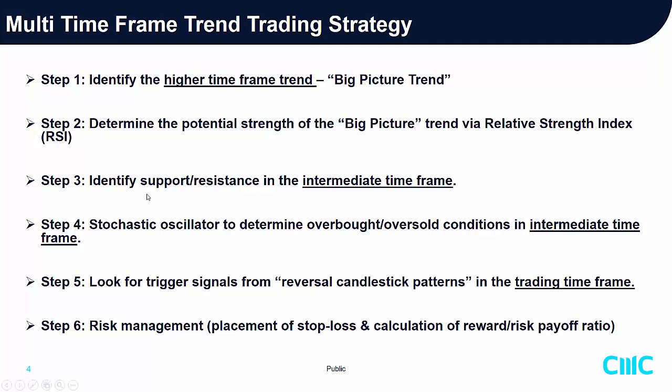After identifying the support and resistance, the next step, step 4, is using another momentum indicator, the stochastic oscillator, to determine overbought and oversold conditions in the intermediate time frame as well. For those who want to recall what the stochastic oscillator is, do refer back to my earlier modules. And step 5 is to look out for trigger signals from reversal candlestick patterns. Similarly, I did cover reversal candlestick patterns in my earlier module.